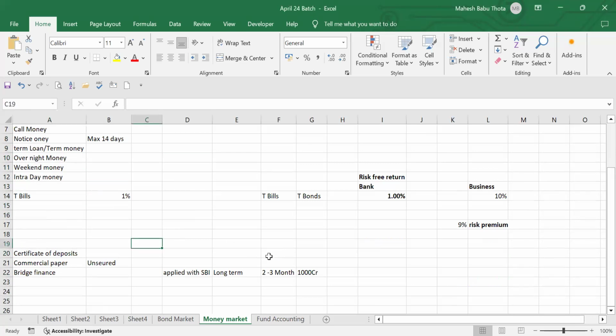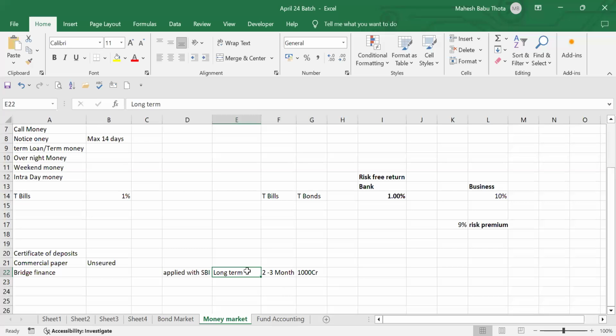No problem. Let's take the same example. Here I am applying for a long-term loan. Let's say the duration of this loan will be 20 or 30 years. How much loan requirement do I have? 1,000 crores, which I'm applying for with SBI. To get the allotment of a 1,000 crores loan, definitely it will take 2-3 months. Let's assume I am applying for this loan to build a project.